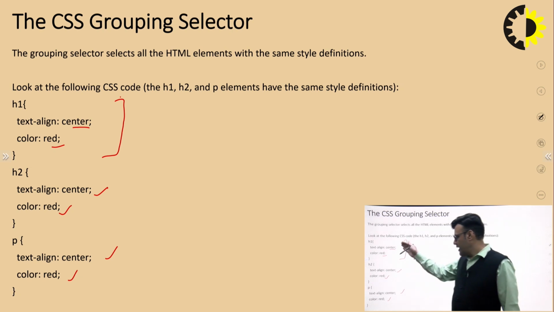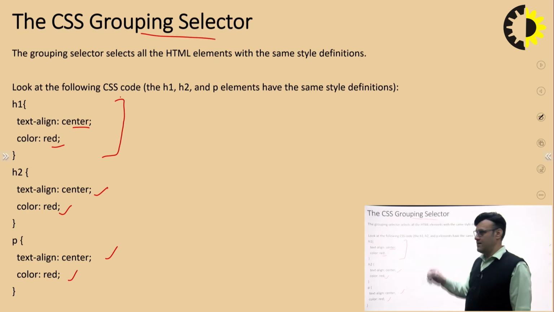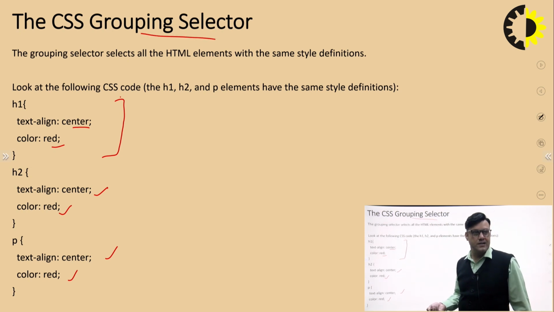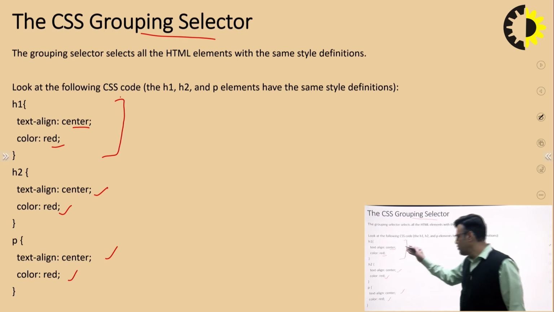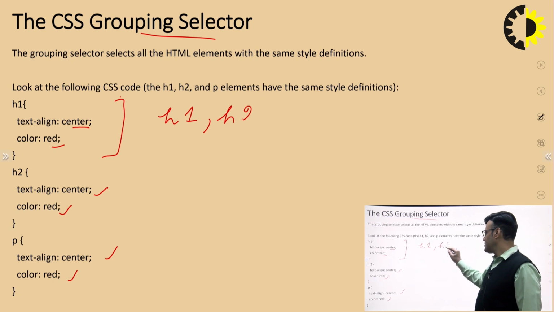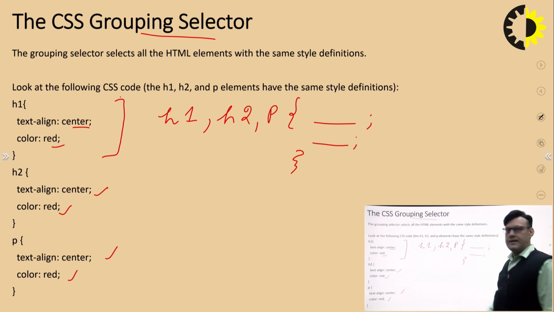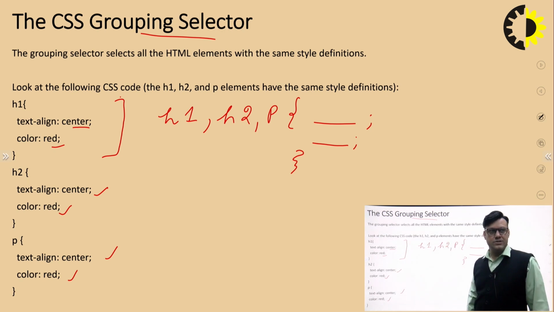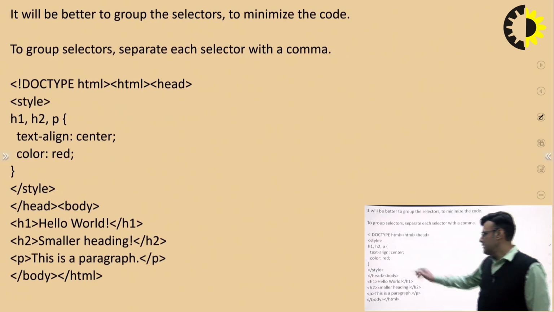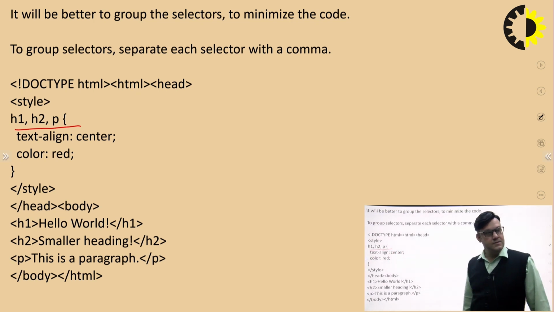So as an alternative, I can use grouping selector. So what is the grouping selector? In place of writing this code, I will write H1, comma H2, comma P like this. And whatever properties I want to set, I can write here, right? So this is the advantage of grouping selector. See, H1, H2 and paragraph.